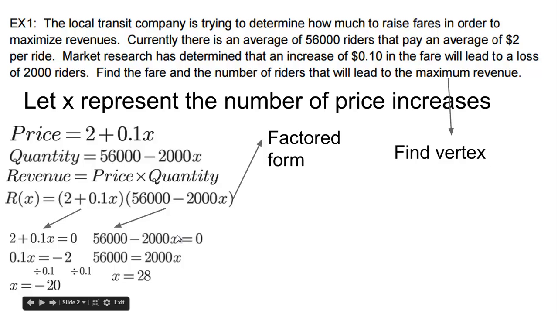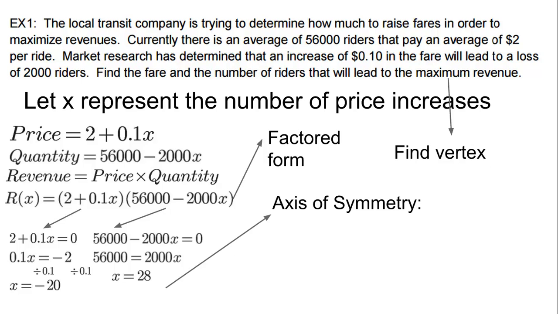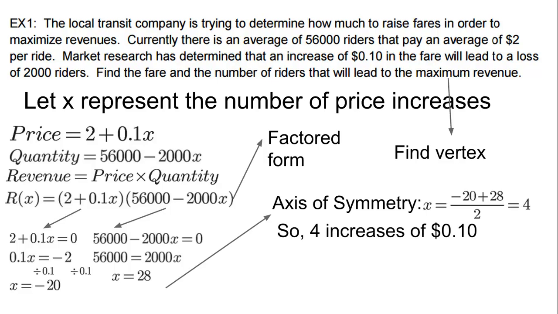28 times 2,000 is actually going to be 56,000, so you're going to lose all your riders. So where do you want to be? You want to be right in the middle, the axis of symmetry, and so that's where the vertex is. The axis of symmetry is right in the middle at x equals 4. So 4 increases of 10 cents is the best case.